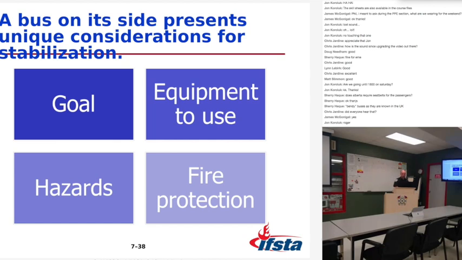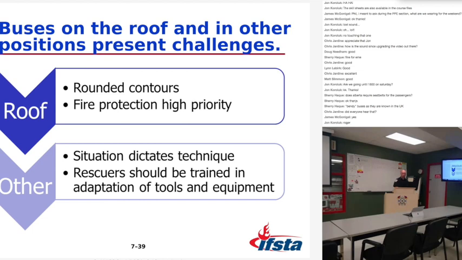Bus on a roof stabilization. Rounded contours will require installation of multiple step chocks or other similar devices along both sides, perhaps both ends. Let's roll our bus. Buses in other positions: the situation dictates the means needed. Rescuers must be trained in the use and adaptation of all available tools and equipment.